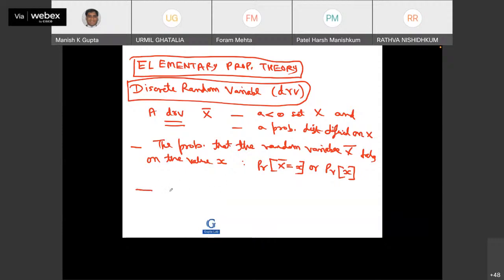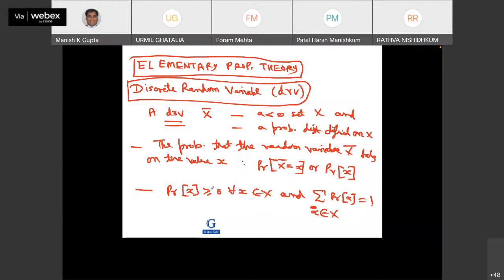Now, of course, the probability of x is a non-negative number for every x in X, and the probabilities should sum to 1. Of course, this is the condition that should be true, right? So this is the basic definition of a discrete random variable.